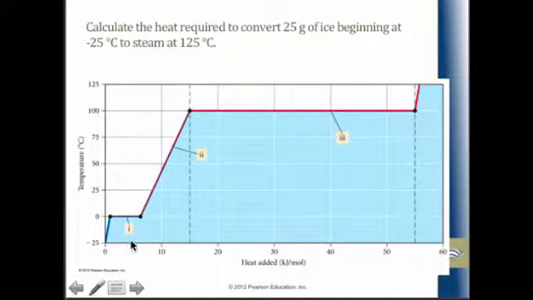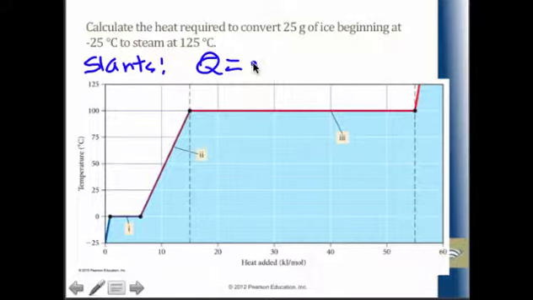Alright, so the way we do this is to break it into sections. All of the slanted times are handled by Q equals MC delta T. Do you remember that from our chapter 3? That's the warming heat. The slants are when we're warming it up.